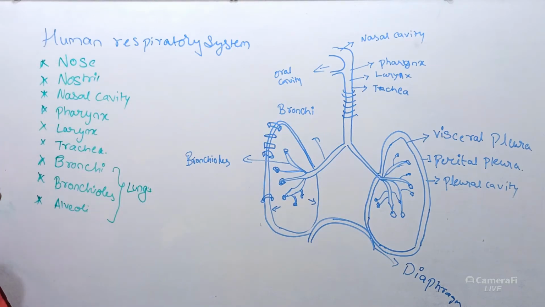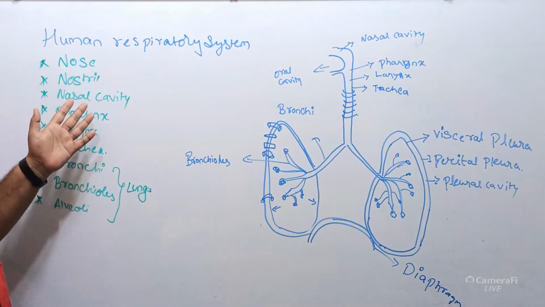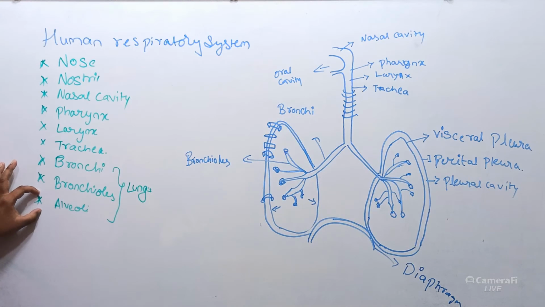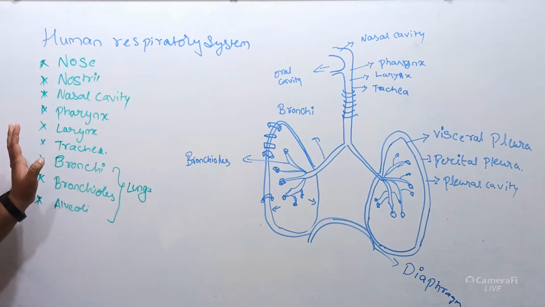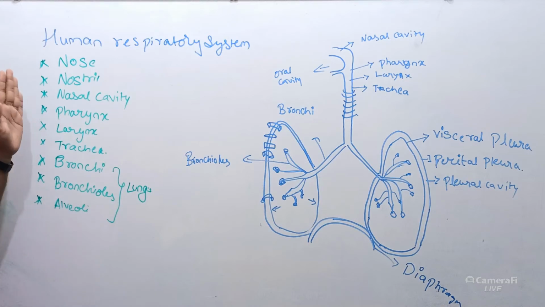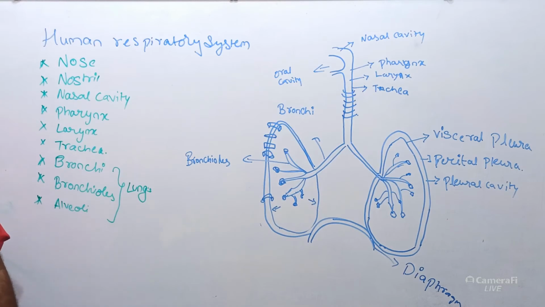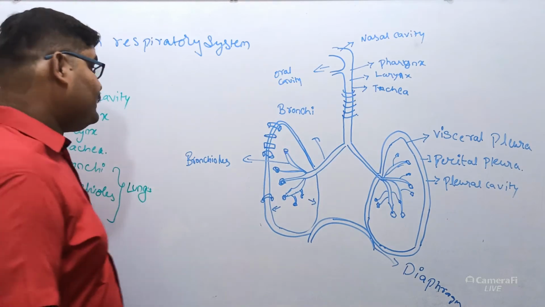So these are the various structures or organs involved in the human respiratory system, starting with the nose, then nostril, nasal cavity, pharynx, larynx, trachea, bronchi, bronchioles and alveoli. Before dealing with the mechanism of breathing in human beings, we shall understand the components of the respiratory system.